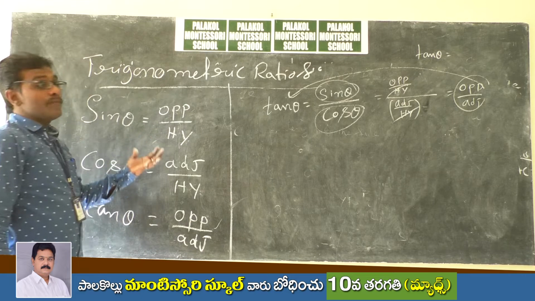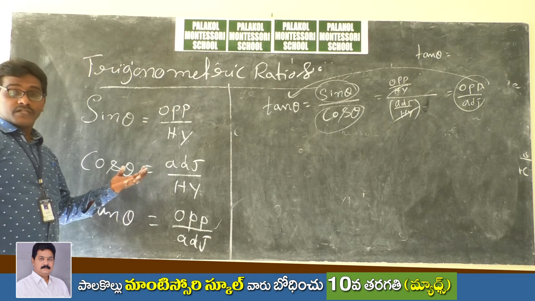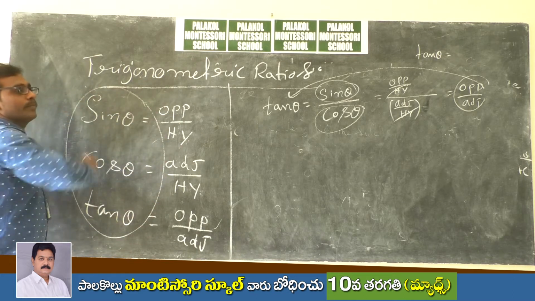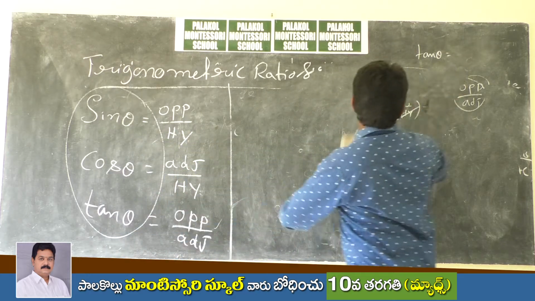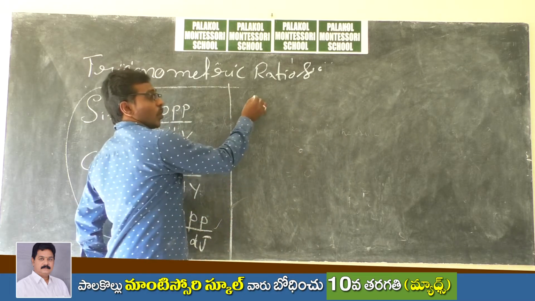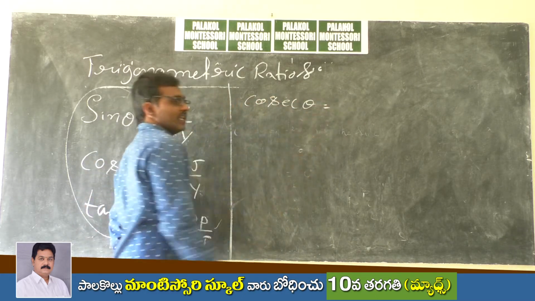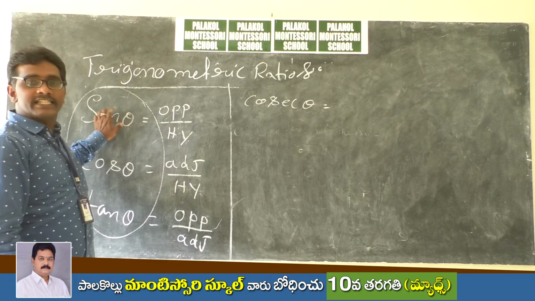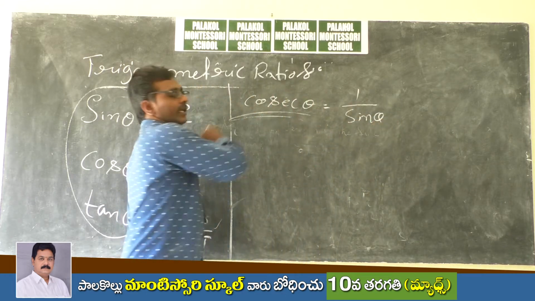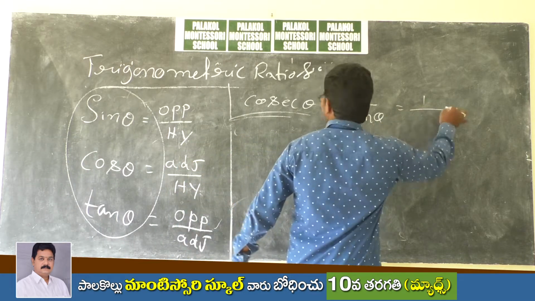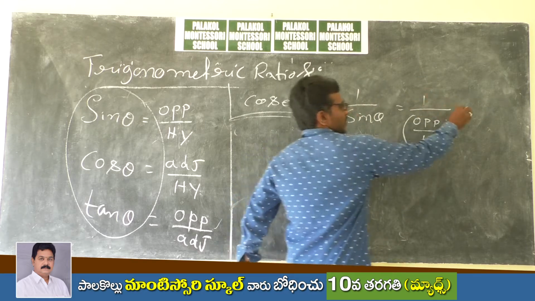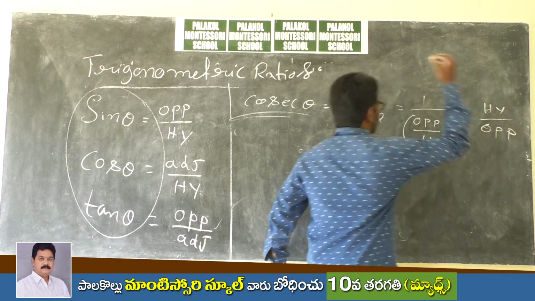Next, three more ratios are there. These ratios are defined as the reciprocals of these. Cosecant theta is the reciprocal of sine theta. How? 1 by sine theta is cosecant theta. Write 1 by the sine theta ratio formula, opposite by hypotenuse. This is just hypotenuse by opposite.